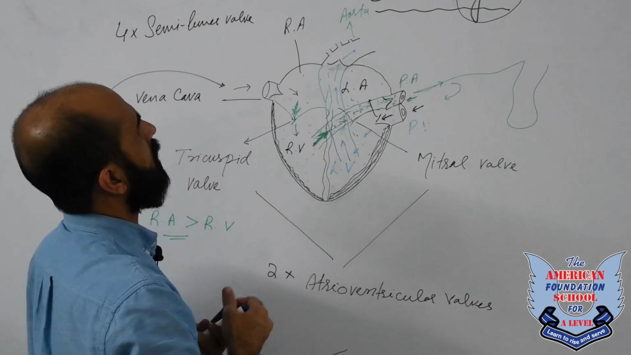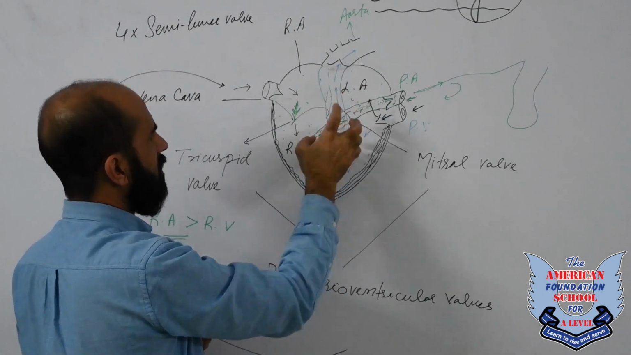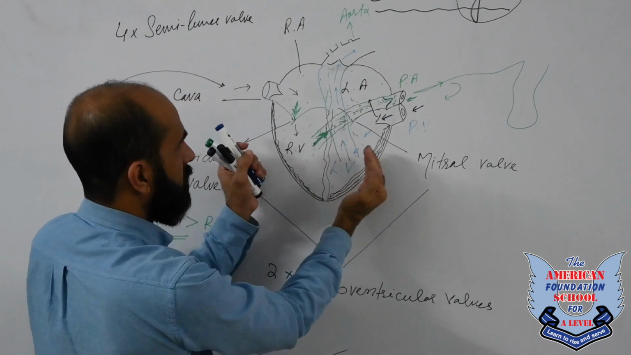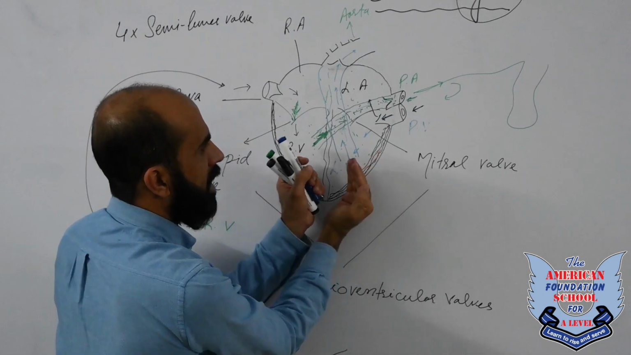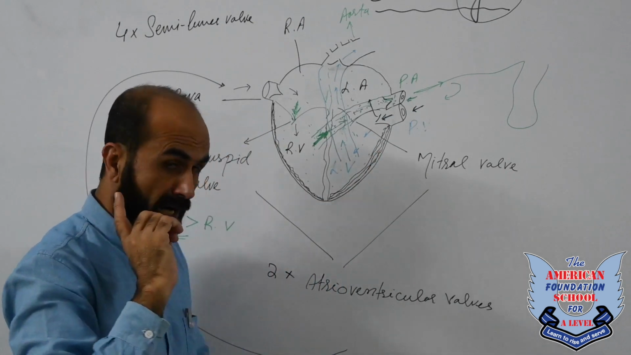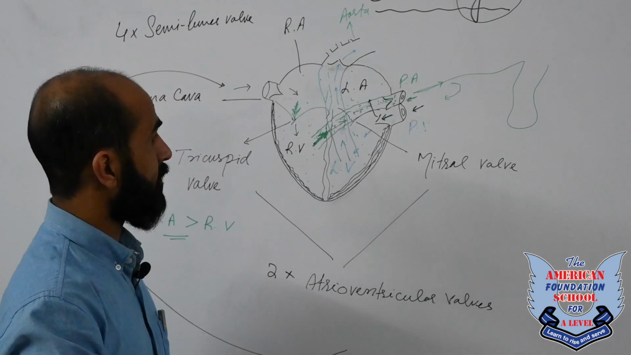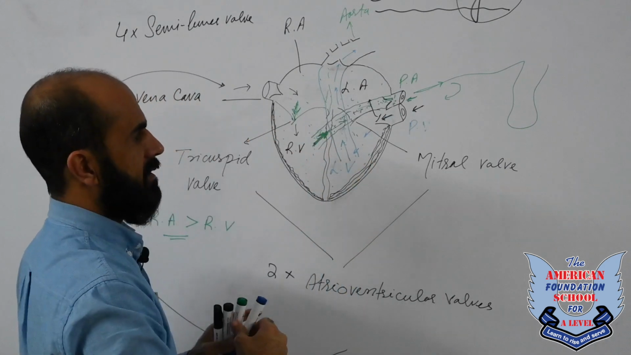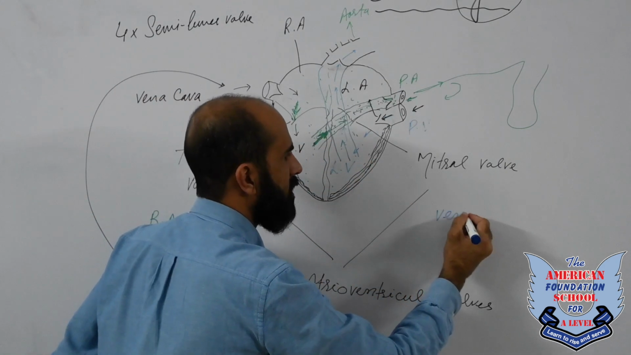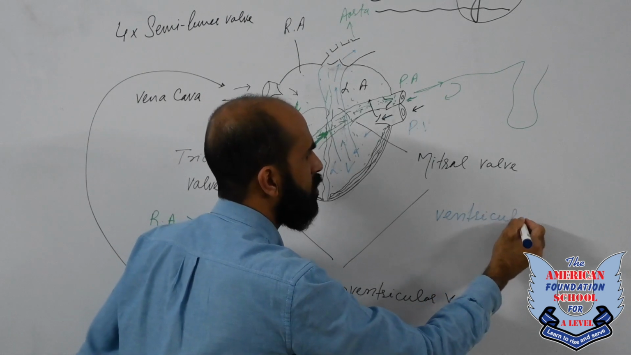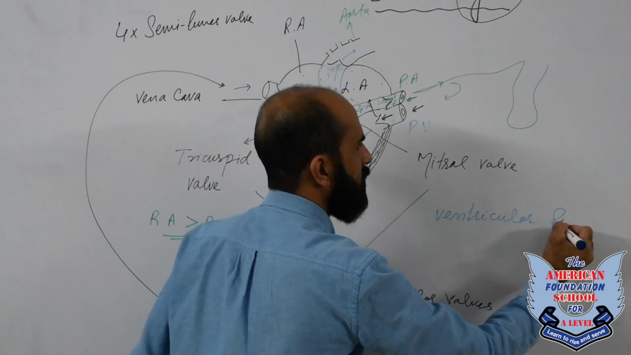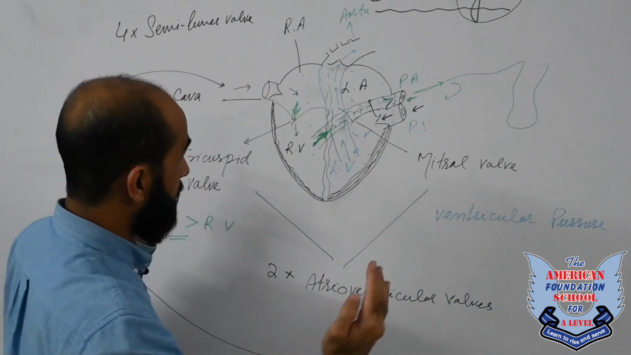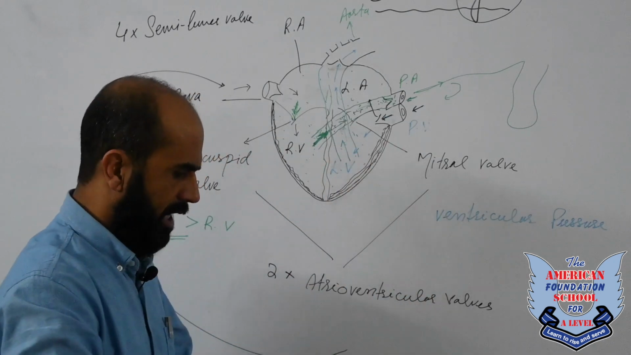Now what's going on? When the blood from both the atria has arrived into the left and right ventricle, the ventricle is going to start to contract. However, keep in mind the most important thing: the pressure which is generated by the ventricle is called ventricular pressure. I will use these words again and again. Ventricular pressure. Which pressure? Ventricular pressure. That pressure which is generated by the contraction of the ventricle, right?